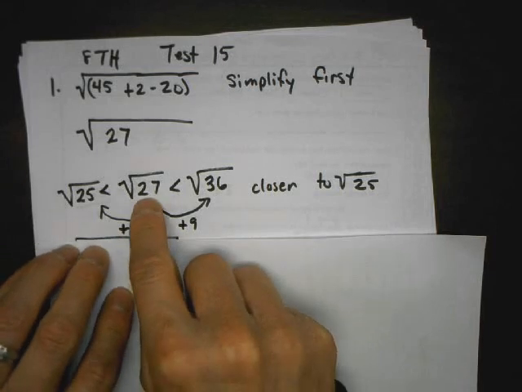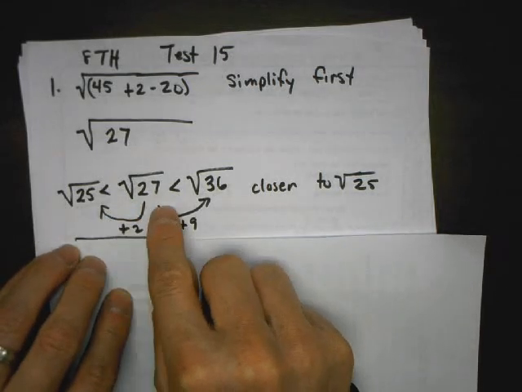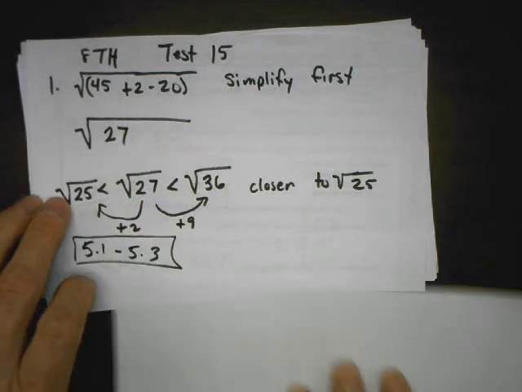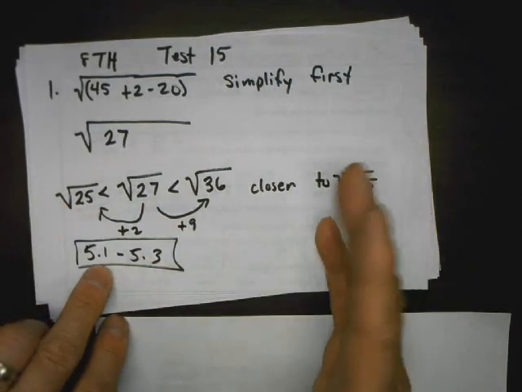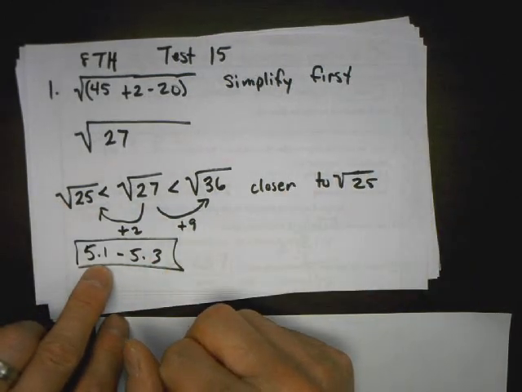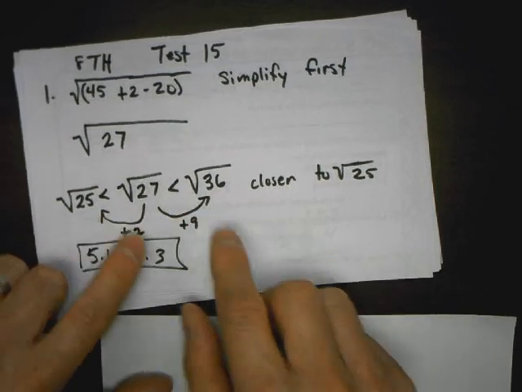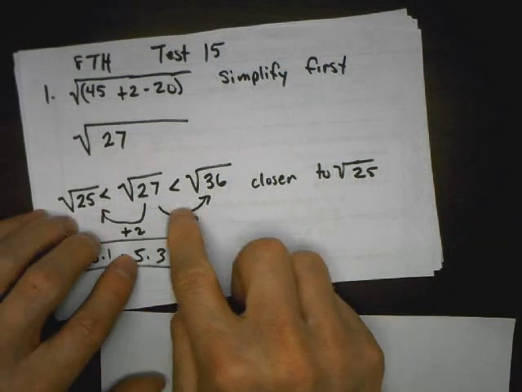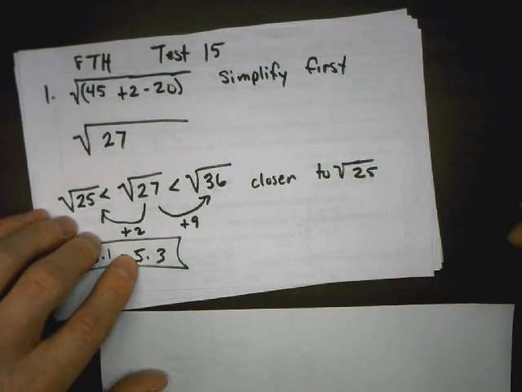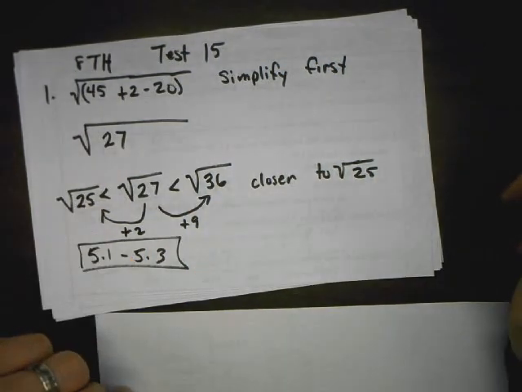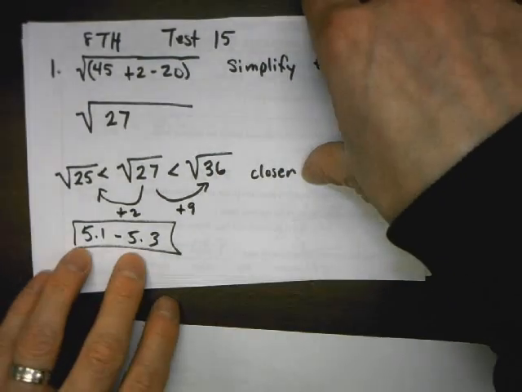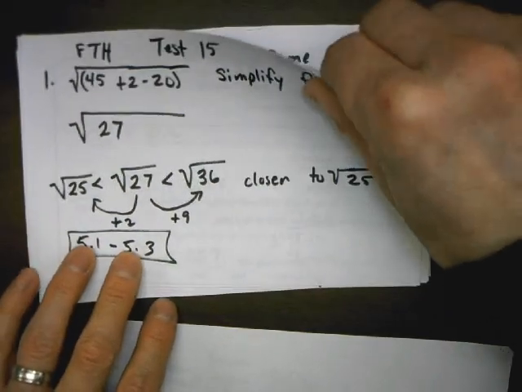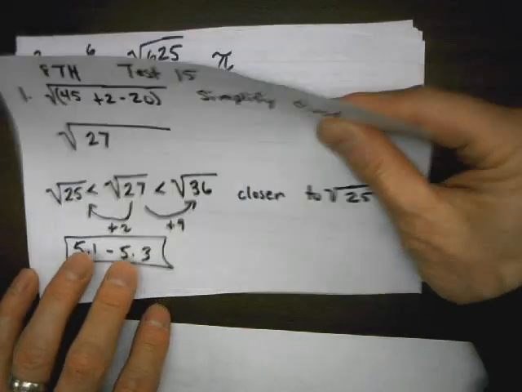How would we do this problem? So I see that 27 is closer to 25 than it is to 36. So it's on the closer end, like 5.1, 5.2, maybe 5.3. If it was about in the middle of these two, I'd say it's maybe 5.4, 5.5, 5.6. If it was closer to this one over here, it could be 5.7, 5.8, 5.9. So the answer for this one has to be B, 5.1 and 5.3. That's the range that is in between.